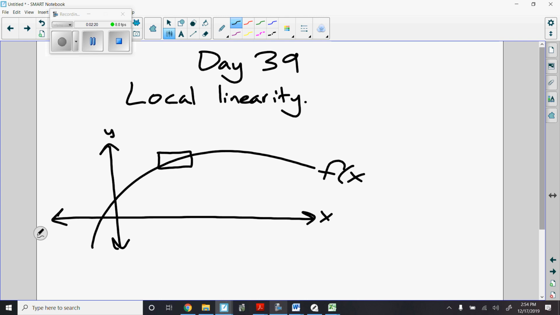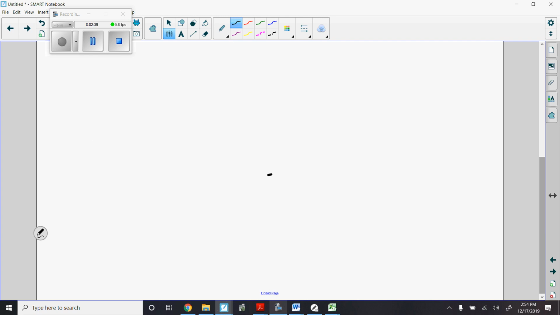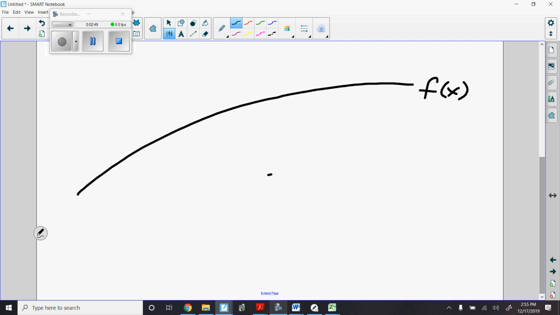Same idea here. So what we're going to do is estimate values of f of x near a point we have by looking at a tangent line. So here's how this works. Again, I'm just going to show that zoomed in piece. Here's f of x. F of x is definitely a curve, but we're zooming in so it looks pretty much like a line.